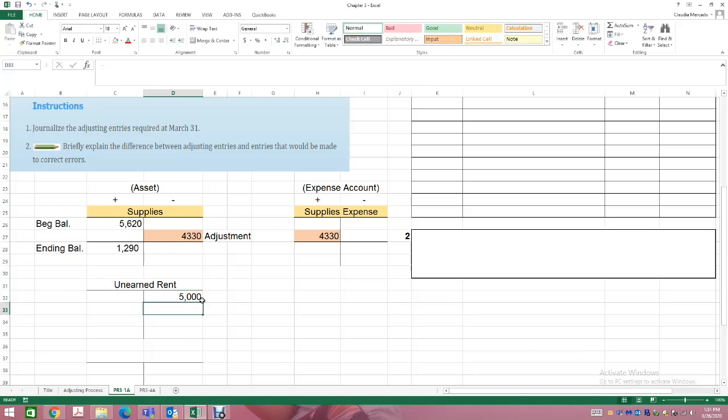Okay. This is a liability. Why? Because I owe a service to my customers or my tenants. You know what? They paid me in advance. Now I need to provide them with an office space for the next 4 months. Okay, so my balance is $5,000.